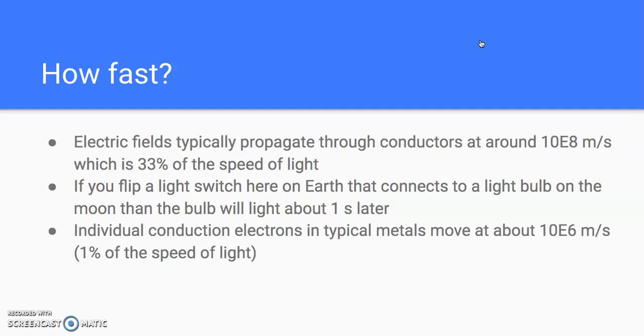Here's a fun little fact: if you flip a light switch here on Earth that connects to a light bulb on the moon, then the bulb will light up about 1 second later, which I thought was really interesting. Individual conduction electrons in typical metals move at about 10 to the 6th meters per second, which is 1% of the speed of light. Moving on.